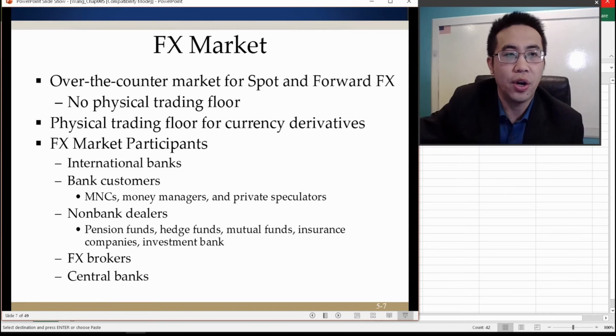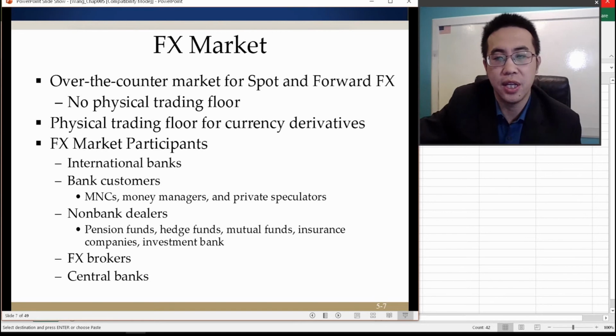So when we look at the foreign exchange market, we can divide it into over-the-counter market. Over-the-counter market basically involves no physical trading floors. And there are also physical trading floors, but not for currency per se, but for currency derivatives. As I said, derivatives include options, futures, forward swaps, and so on.